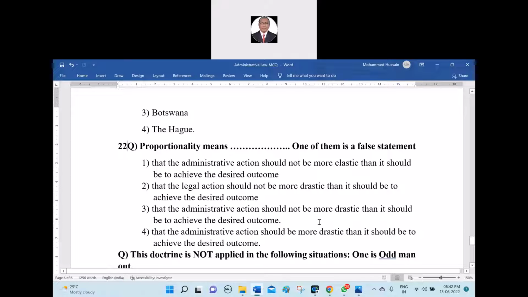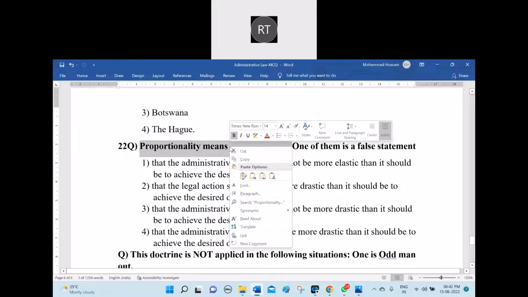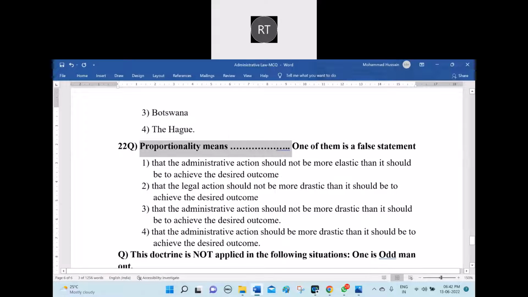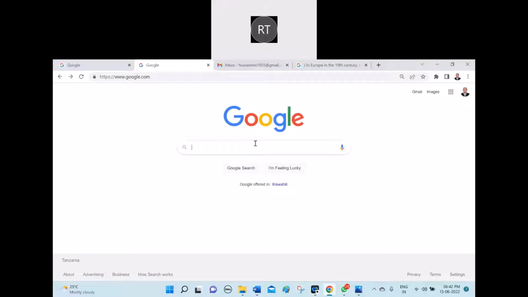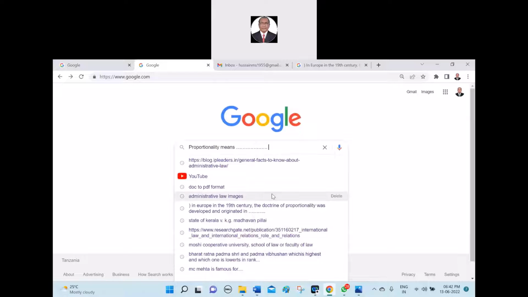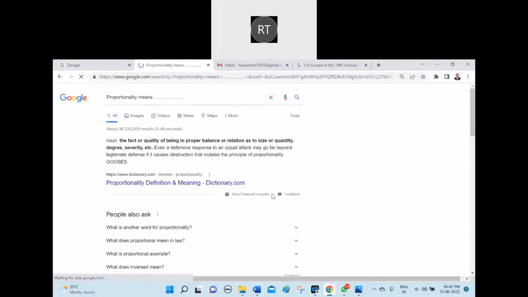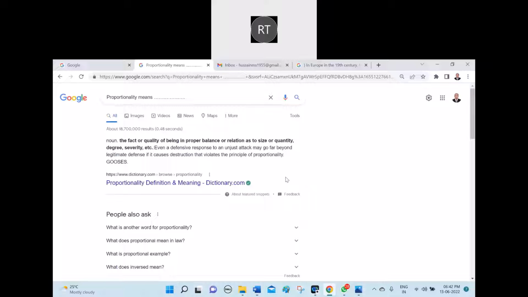Sir, number 3 is the right one, sir. 4 is false. Are you sure? Because administrative action should not be more drastic. That means in one case, one employee was absent on one day and was dismissed from service. Then the court said the punishment should be proportionate. You can cut one increment or impose some penalty on him, but you cannot remove him from the service totally. That is the doctrine of proportionality.